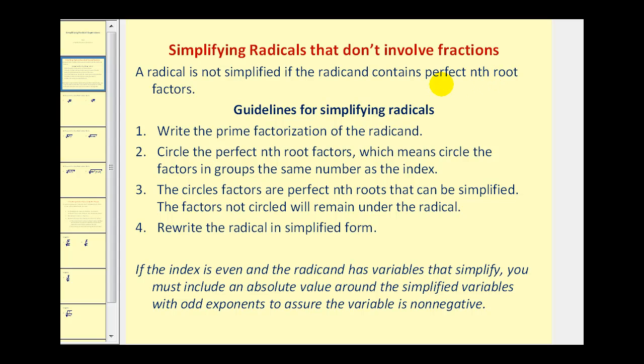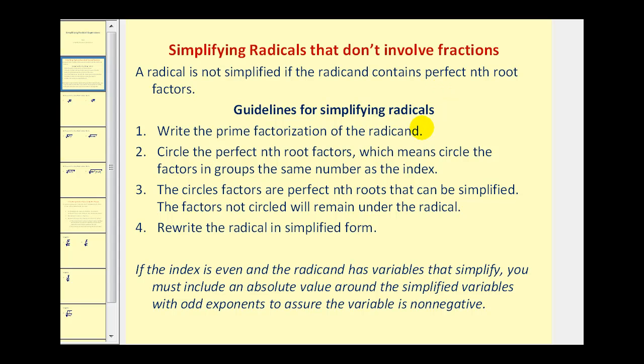So what that means is if we have a square root, we can't have any perfect square factors under the radical. And if we have a cube root, we can't have any perfect cube factors under the radical if it's in simplified form. So here's how we'll accomplish simplifying radicals.